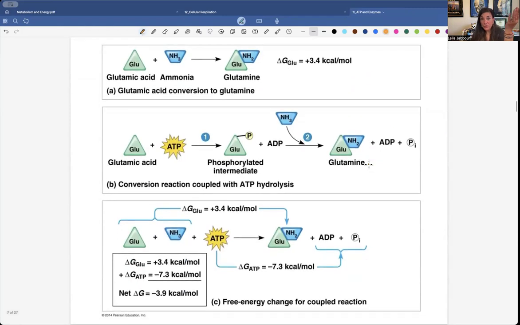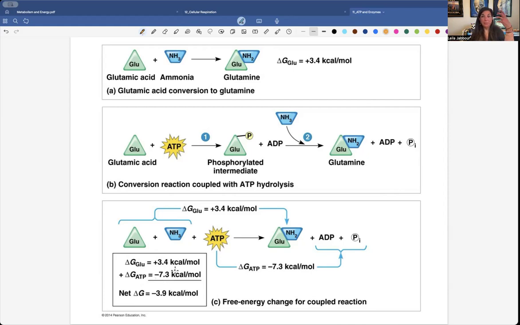So speaking of energies, if we want to just review the energy going on here, the energy to create glutamine is a delta G that's positive. So this is an endergonic reaction. However, the energy to break ATP is an exergonic reaction with a delta G that's negative.